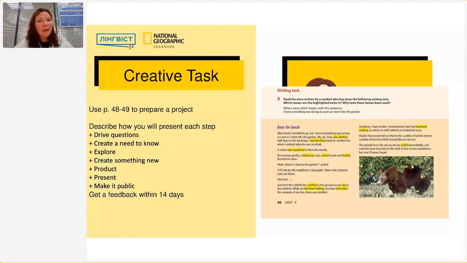And a creative task. I promised in the description that there's going to be a creative task for you. We have Wonderful World 6 sample pages. I'm going to share them again.